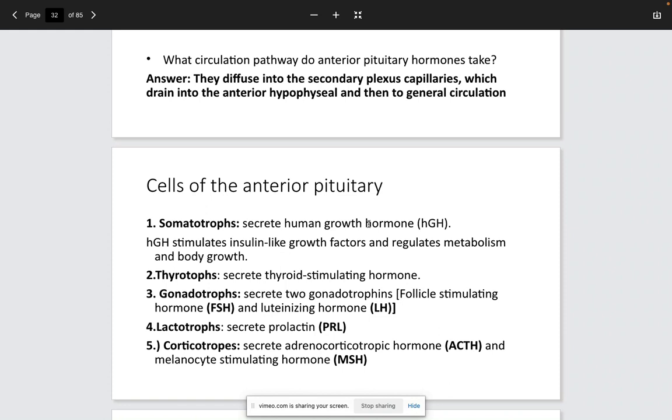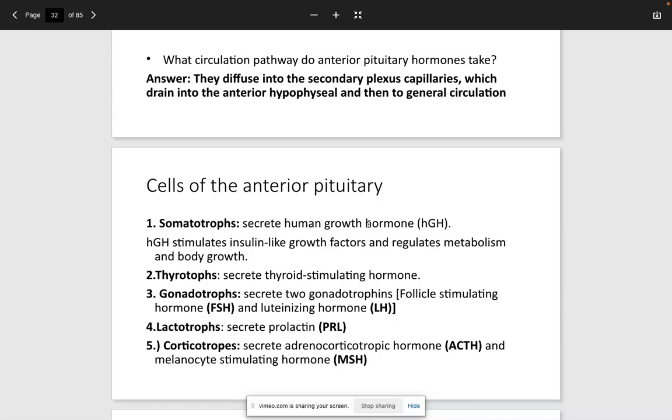And luteinizing hormone. Luteinizing hormone is going to cause the release of estrogen as well as the production of androgens. We'll discuss those later on. Lactotropes, think of lactation, prolactin, causing milk ejection. And then you have corticotropes. When you think about cortico, think about cortisol, the stress hormone.